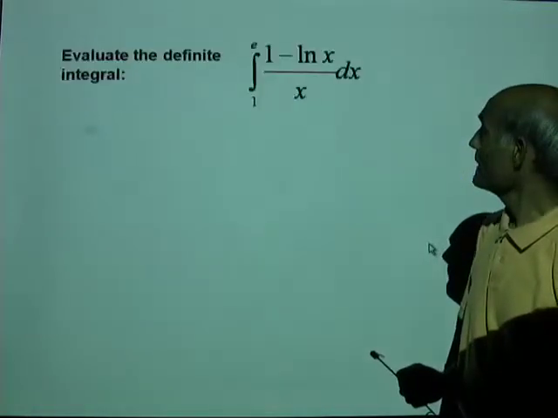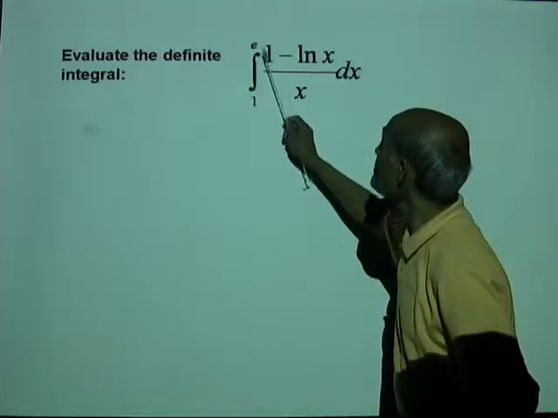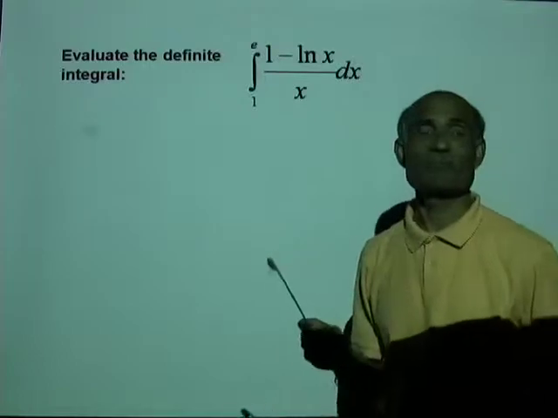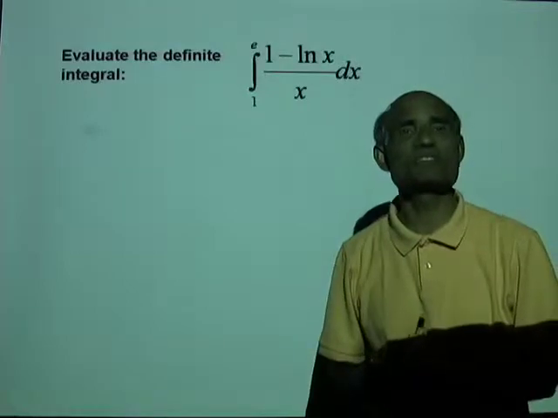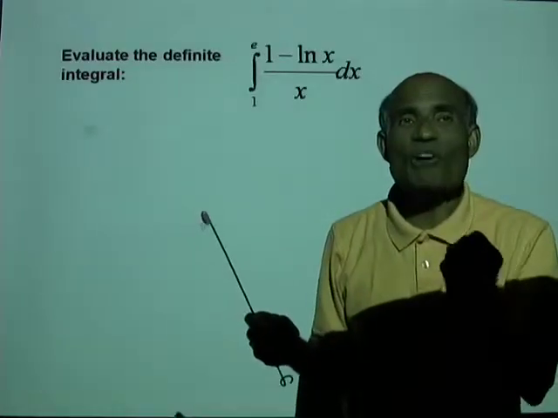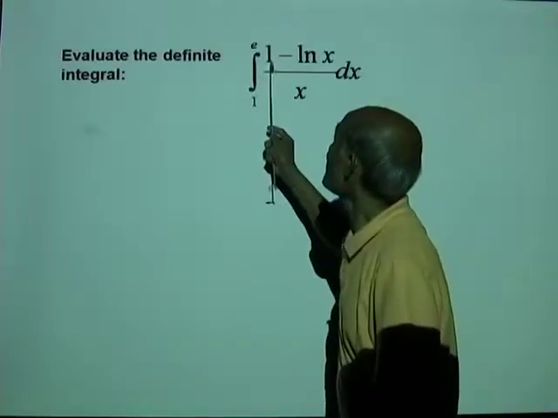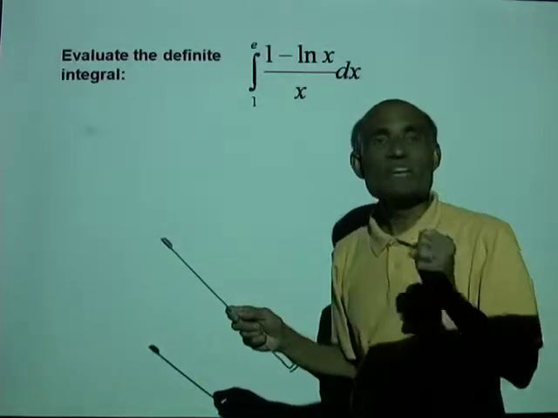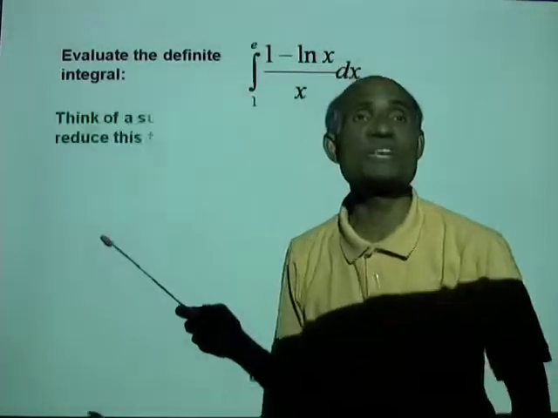Alright, let's move on. Evaluate the definite integral, integral from 1 to e of (1 minus ln x) over x dx. So there is a clue right in there that if you do a substitution, you can do this right away. Why? Because the derivative of ln x is 1 over x dx. You see, so if you replace 1 minus ln x with u, then its derivative will contain 1 over x dx. And that is the clue that you should see right away.